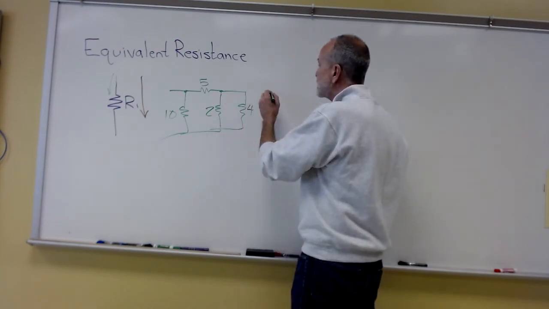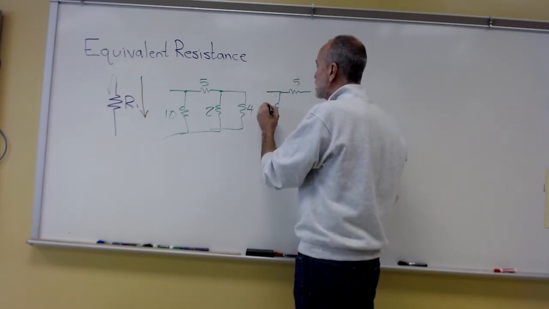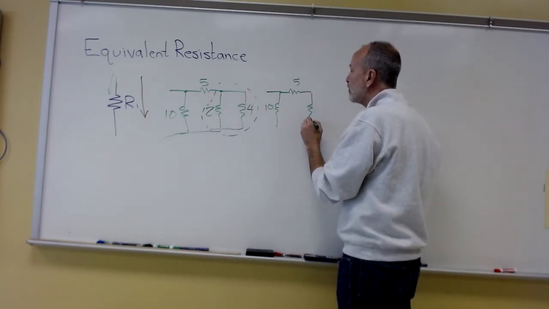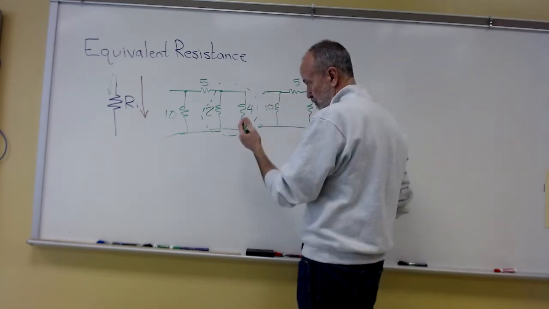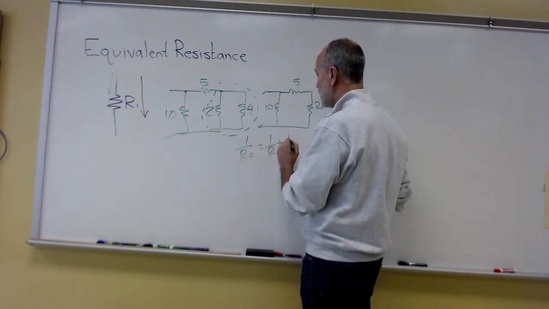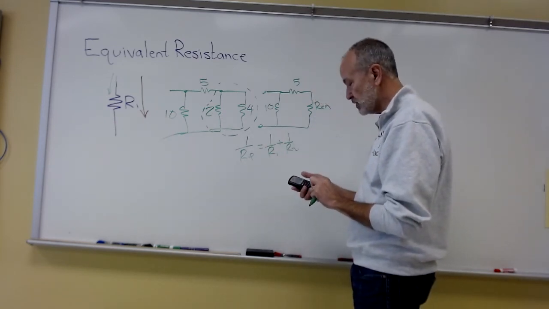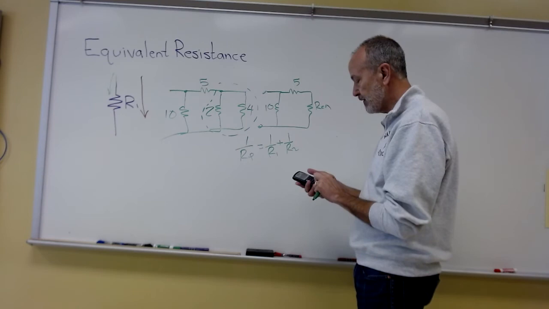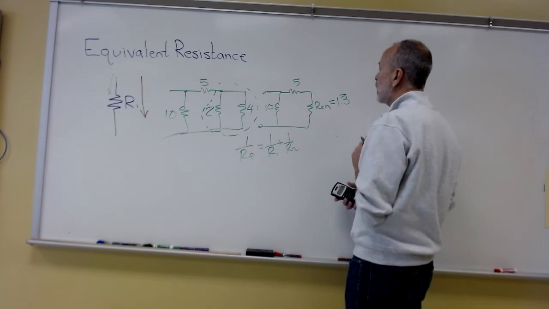So what I can do is redraw that circuit, but replace that with one equivalent resistance using the lesson for parallel. 1 over Rp equals 1 over R1 plus 1 over R2. So I do that, and once again, it's really pretty easy to do. 2x to the negative 1 plus 4x to the negative 1 equals, then I do x to the negative 1, and I get 1.3 repeating ohms.